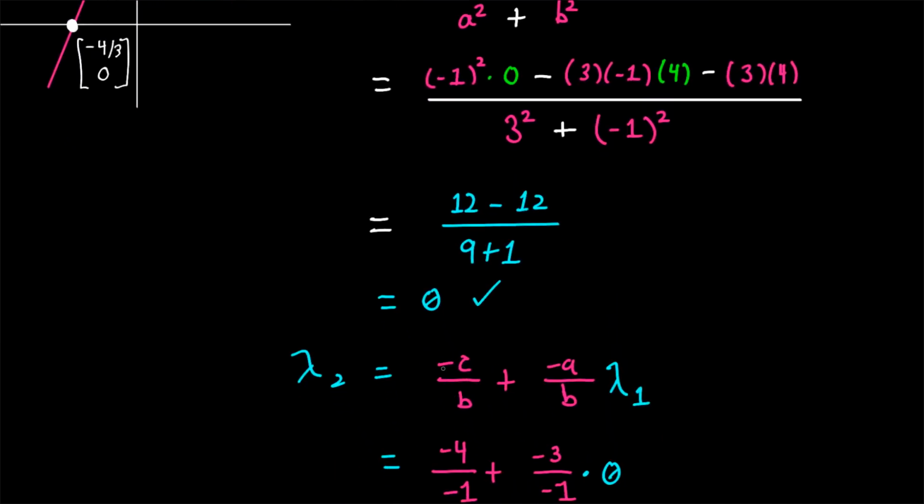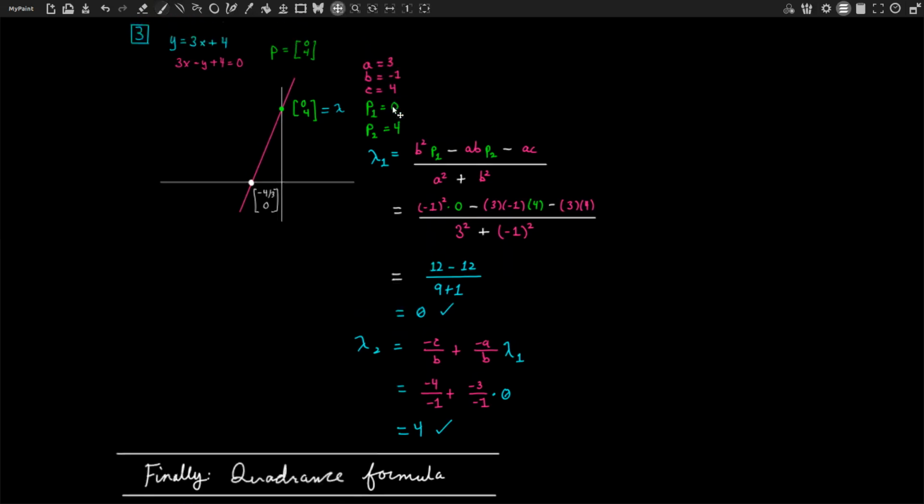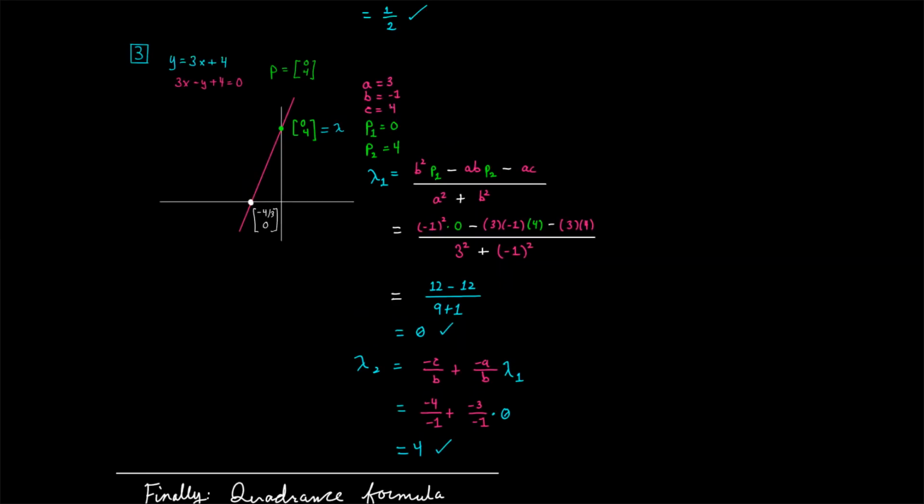All right, and then lambda 2 is equal to minus c over b plus minus a over b times lambda 1, which is, of course, just going to be minus c over b, which in this case happens to be minus 4 over minus 1, which is 4, so we got the right answer. All right, so this even works if the point is on the line.